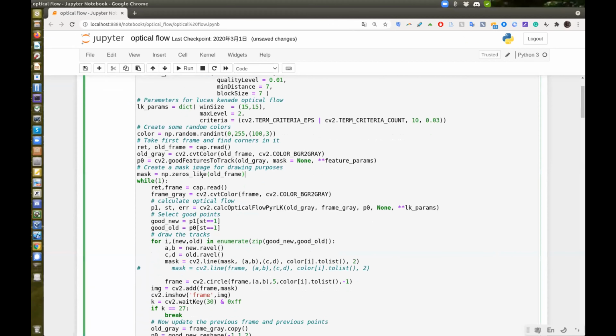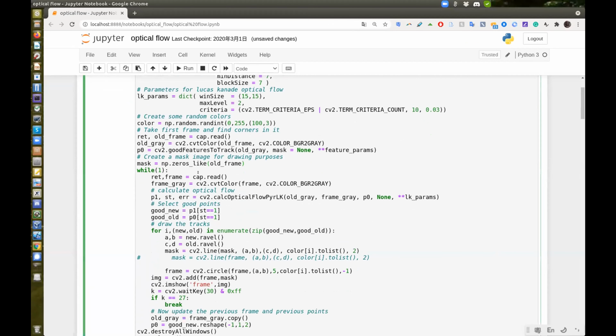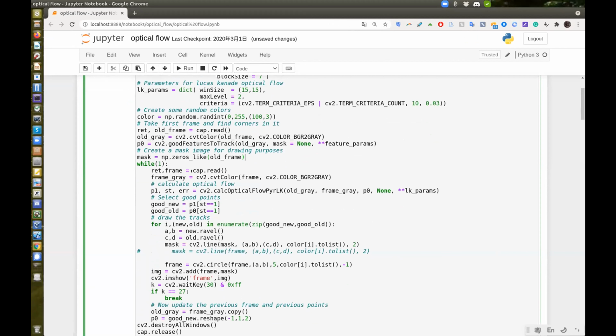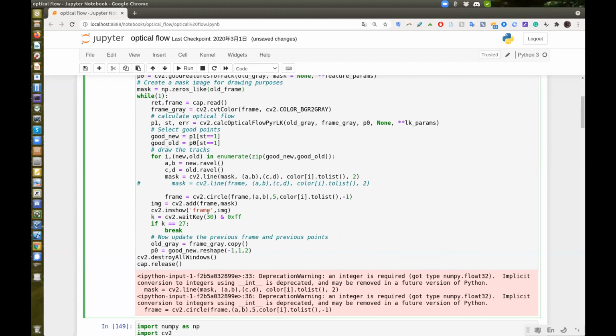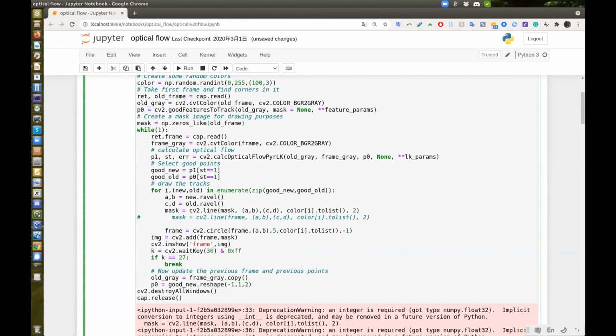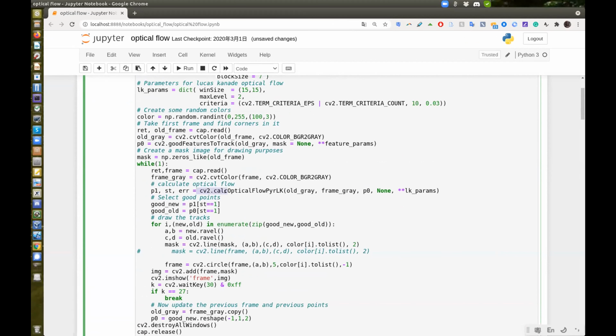Then this part is just visualization. We create a mask here, which is just to put in the trajectory. Each time it draws on the mask and then adds the mask to the frame, so we visualize the image instead of just the frame or the mask. And then the main command is pretty simple because we directly call the OpenCV command. We do an optical flow, using Lucas-Kanade.